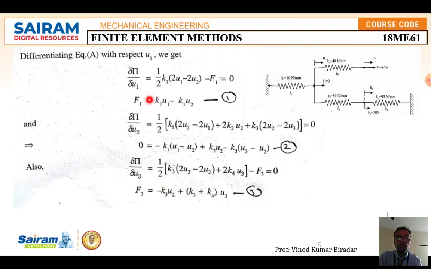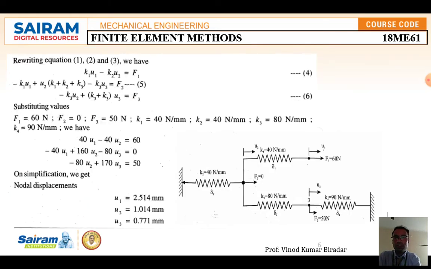So these equations we got in terms of f1, f2, f3. Okay, solve these equations 1, 2, 3. Rewrite the equations like this: k1 u1 minus k2 u2 is equal to f1, minus k1 u1. Again the second equation. Okay, this is the third equation. So substitute all these values.